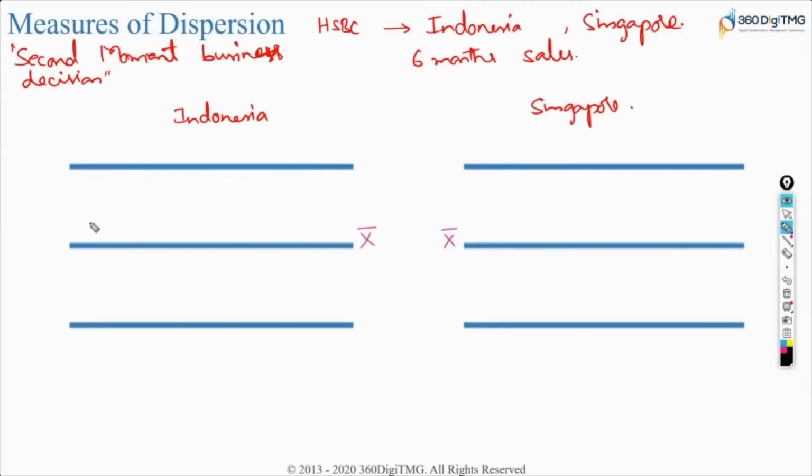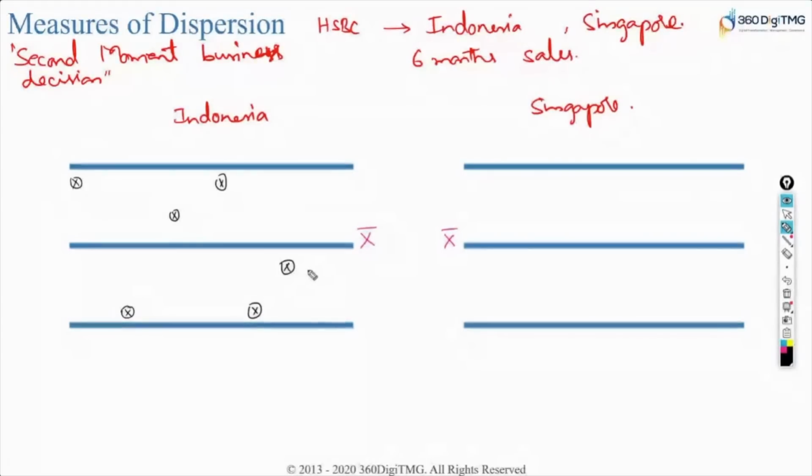Say the first month sales of Indonesia is much higher than your average sales. In the second month, say the sales was down. It was much less than the average sales. Then you have the third month sales, which is above average. Then you have say fourth month, fifth month, sixth month.